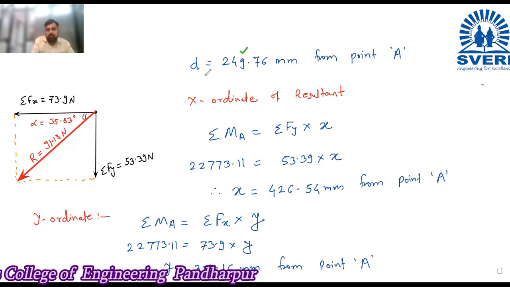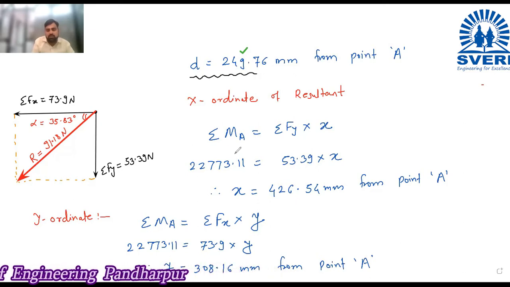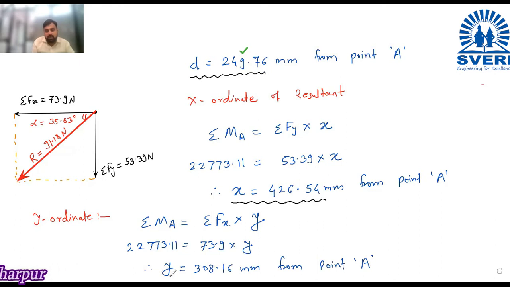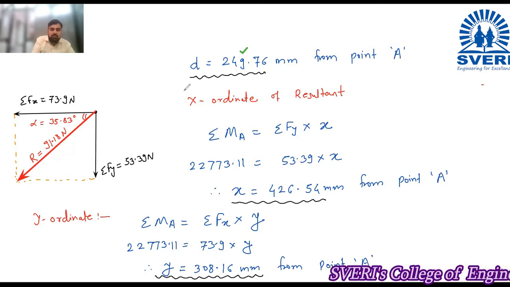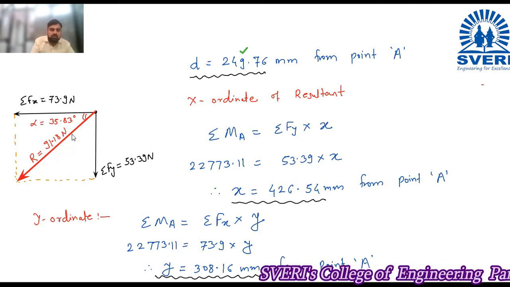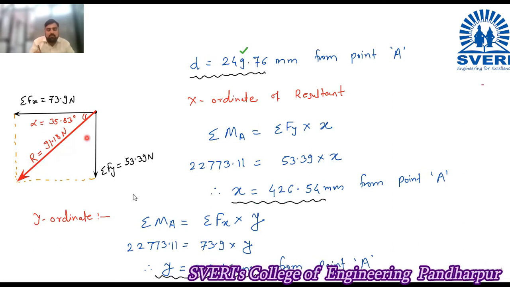So now we have got all the distances. This is the shortest distance, this is the x distance, and this is the y distance. Now we can show the resultant. And we also know the direction of the resultant. Here you can see this is our direction of the resultant.